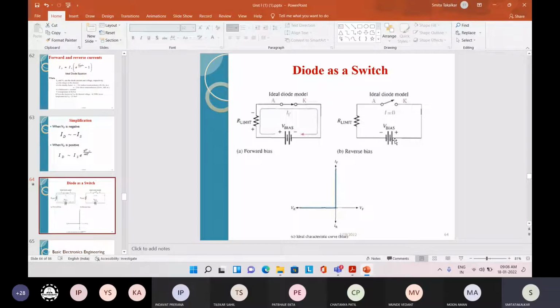As the barrier potential increases, the N region creates only negative charge and the P region creates only positive charge. That's why the diode is an open switch and is not conducting in reverse bias.